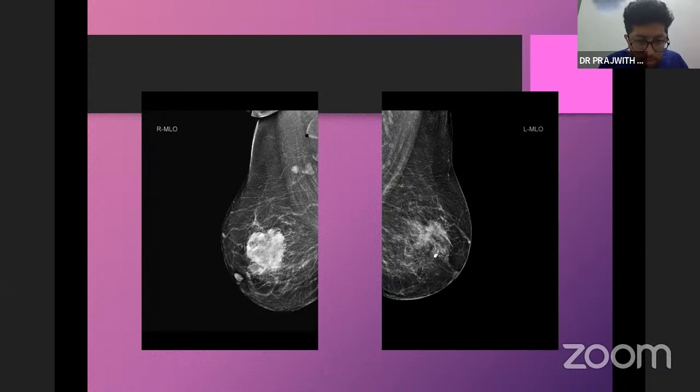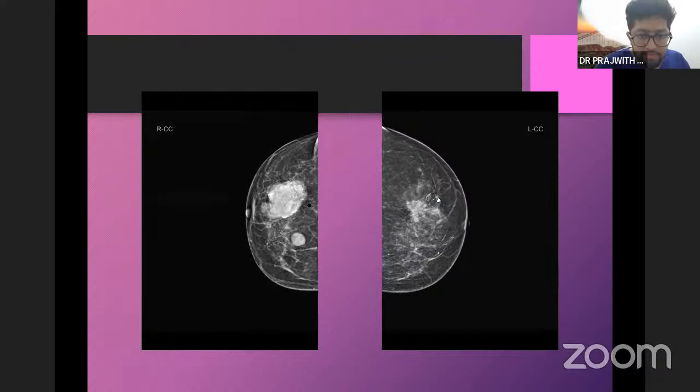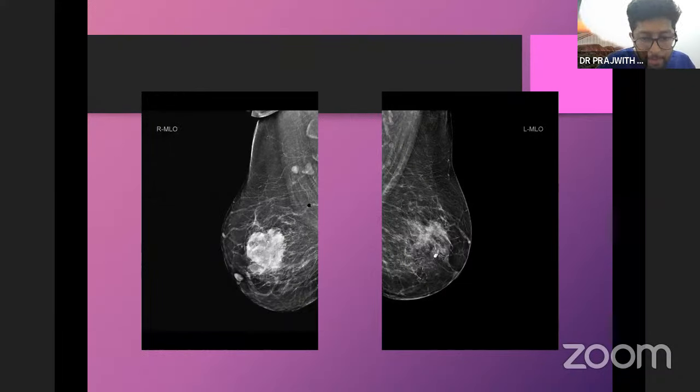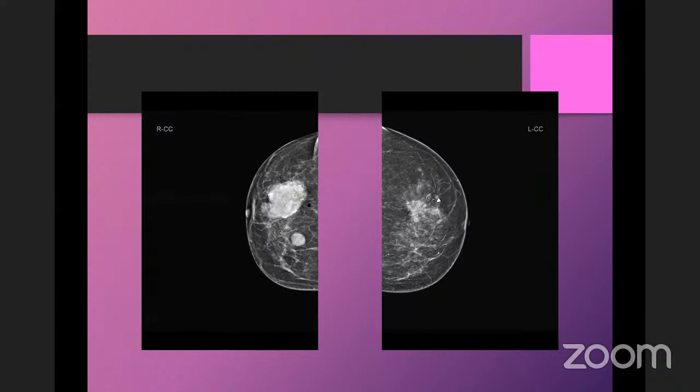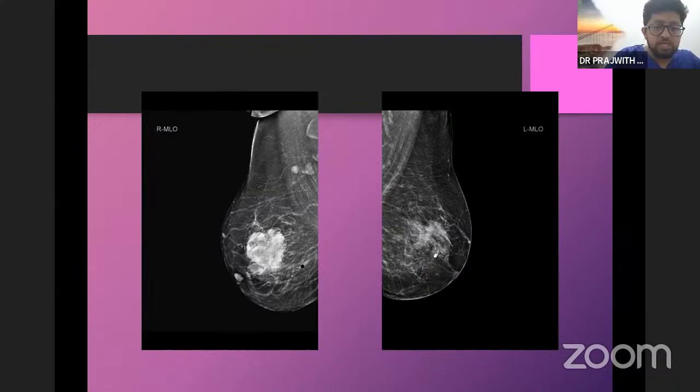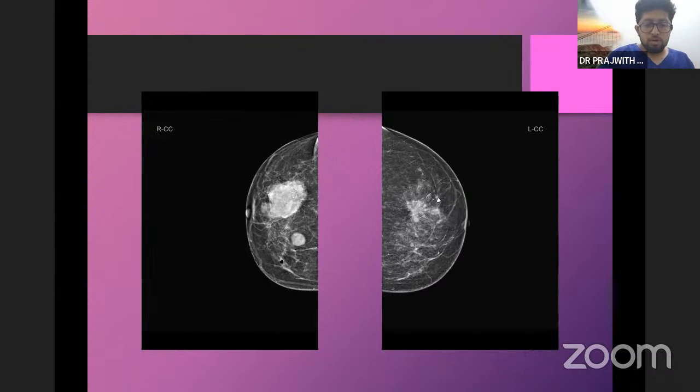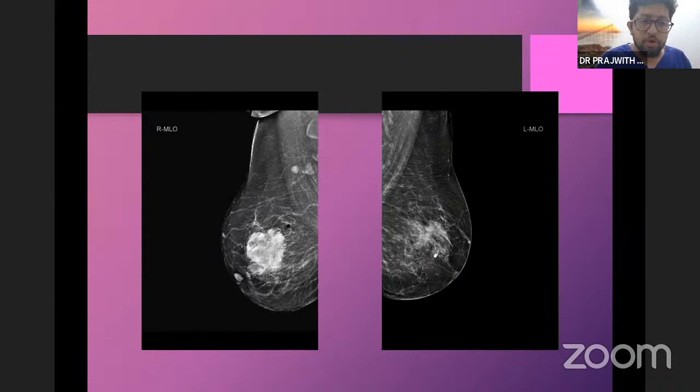Now, what is the one thing that you are not able to see here? In this, you are seeing something which is not seen here. You're not seeing this smaller lesion which was present in the inner aspect of the right breast, it is not seen on the mediolateral oblique view.